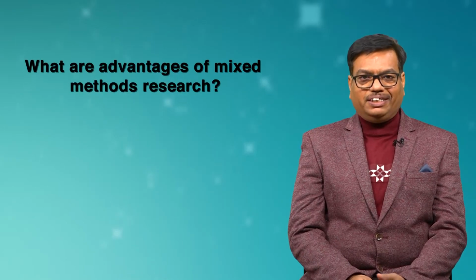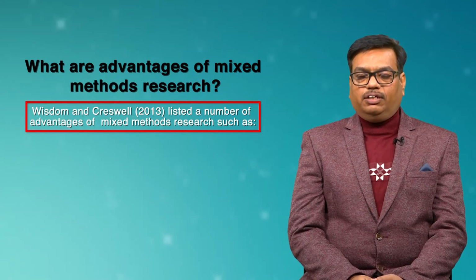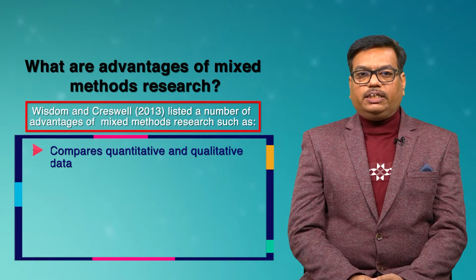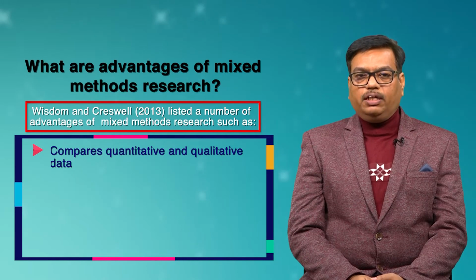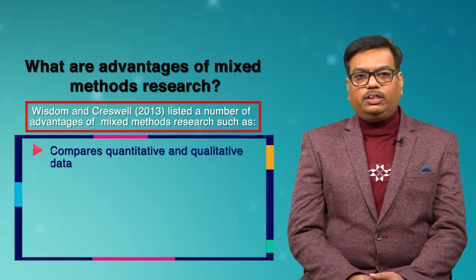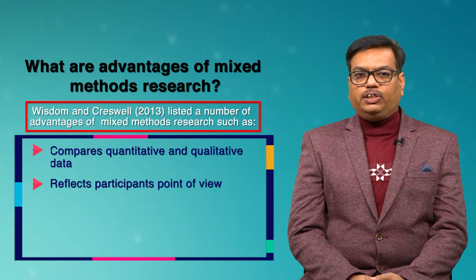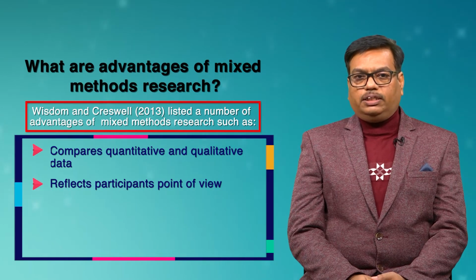Now, we are going to discuss what are the advantages of mixed method research. Wisdom and Creswell listed a number of advantages of mixed method research, and the first is comparing quantitative and qualitative data. Mixed method research helps us to compare both data sets. What you get from quantitative data is validated through qualitative data. So, it provides you the opportunity to compare your quantitative data and qualitative data as well as to mix both kinds of data. Then it helps us to get reflection of participants about any situation, condition or any set of criteria.